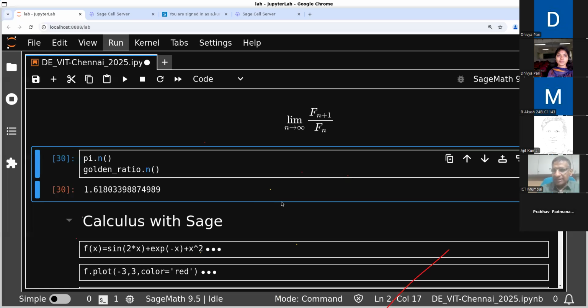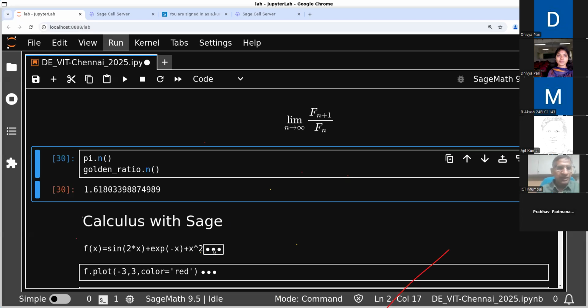Okay, next, let us look at calculus. You have also learned calculus in your previous semester, right? Both single variable and multivariable calculus. All these things can be very easily explored in SageMath. Of course, I know that you also had a calculus lab using MATLAB, but all those things which you have done in MATLAB can be done in SageMath.